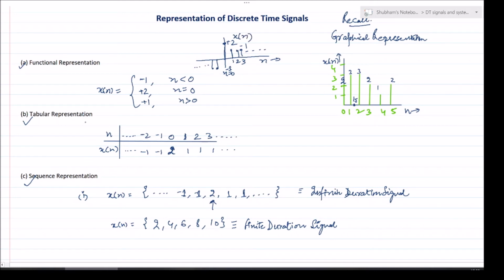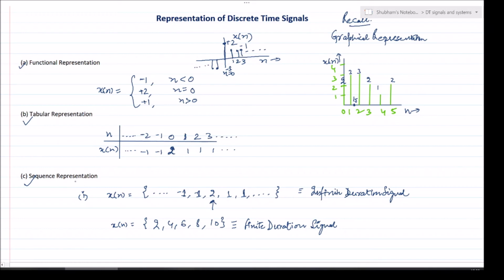For the same function, the tabular representation will be like this. Here we make a table. On the top row, we are representing the integer value n, that is coming from negative values -2, -1 up to 0, then 1, 2, 3, and so on. And x[n] is taking the values of -1 for negative values of n, and the value is equal to +2 for the origin, and the value of +1 for all positive values of n.